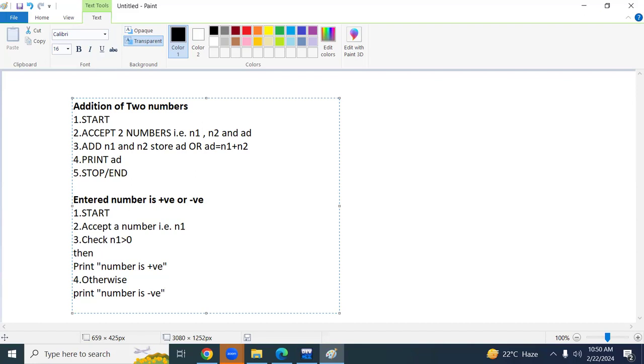And tell me the last step. Already I'm printing over there. So what is the last step? It may be stop, it may be end. Is it clear to all of you? Are you getting some idea how to write an algorithm?